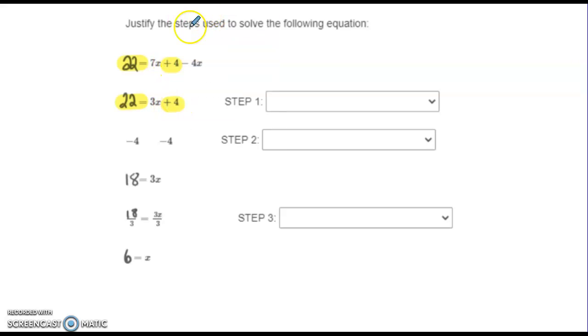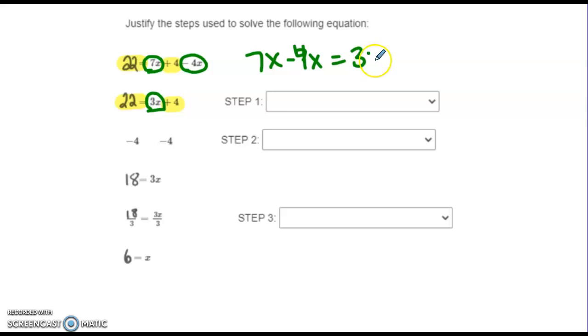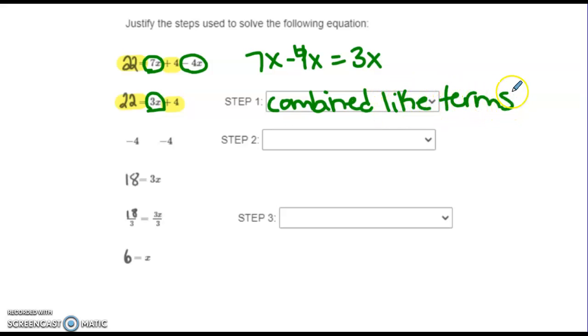So then we can see what did change. They had 7x minus 4x, and they ended up with 3x. So what they did is they combined like terms. They actually did 7x minus 4x to get 3x. So on this first one, they combined like terms. Okay, let me get rid of some of this highlighting so we can see what happened next.